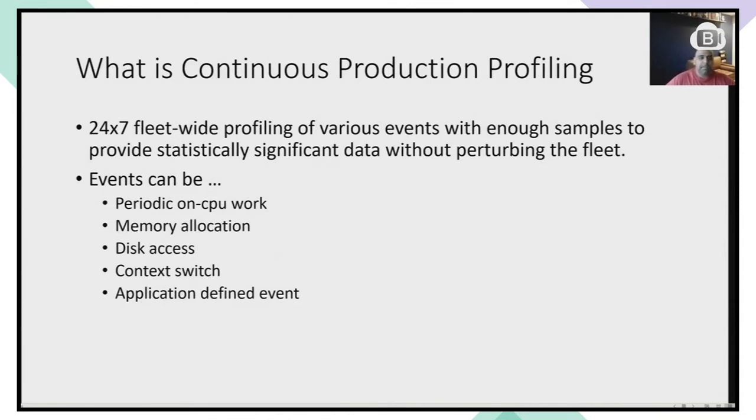Continuous production profiling is basically a 24/7 fleet monitoring system that is looking at profile data as its main source. The profile data can be coming from various physical sources like CPU, memory, disk, or it can also be synthetic logical things like context switches or application-defined events. And the main idea is that you don't perturb the fleet that you're monitoring, so you have to sample it, but get enough samples that it's statistically significant.